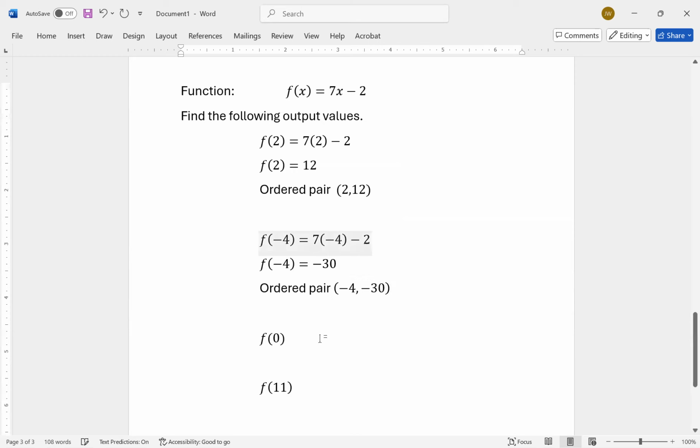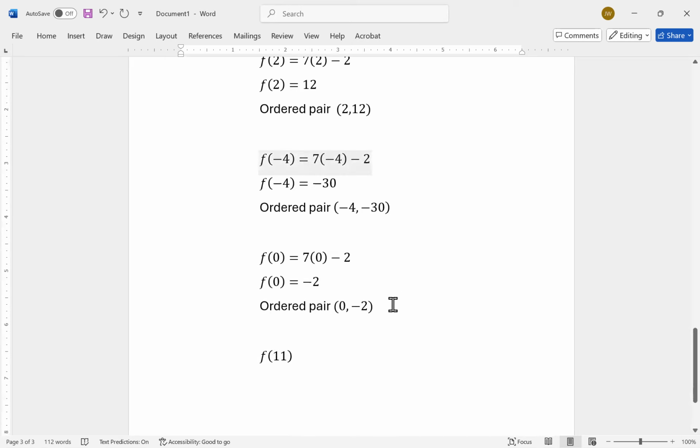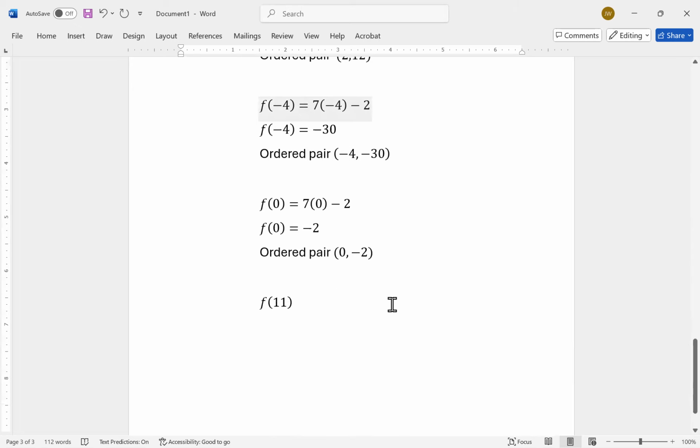F of 0 gives me 7 times 0 minus 2. And therefore, when we input 0 into my function f, we get out a negative 2. That means the ordered pair (0, -2) is a point that gives me a true statement for the function.